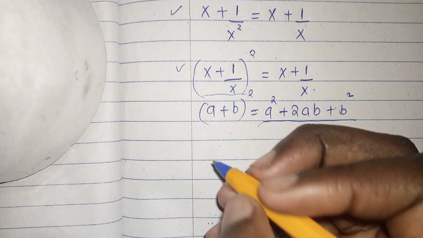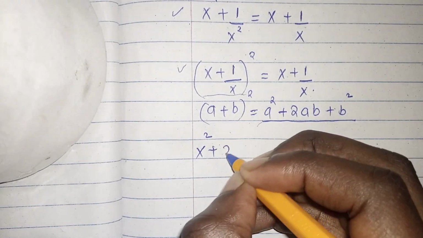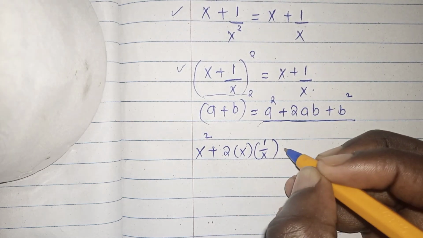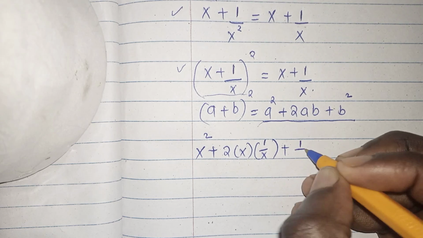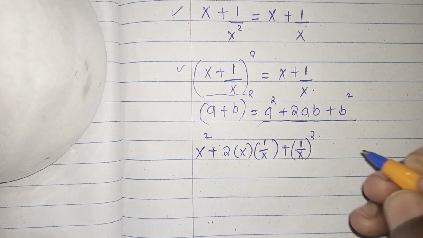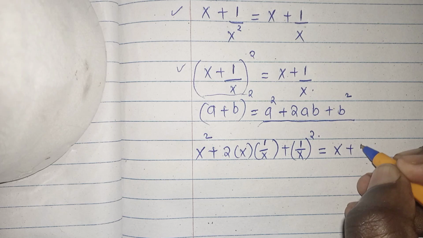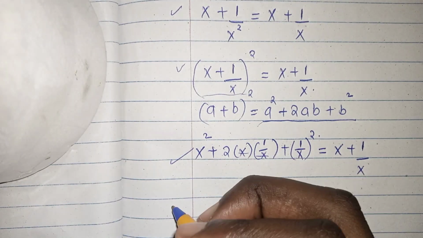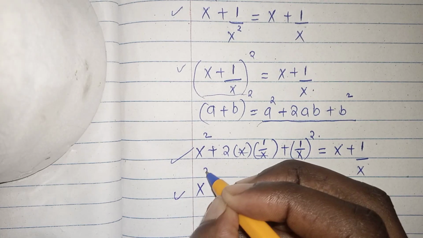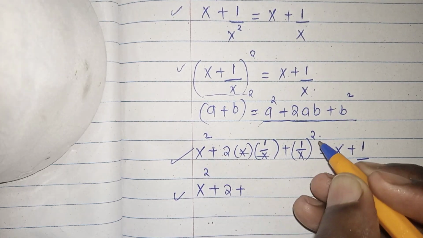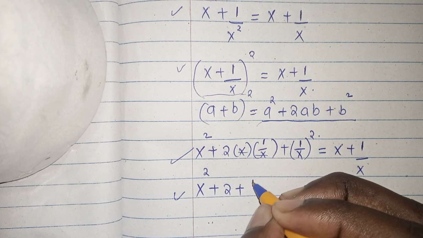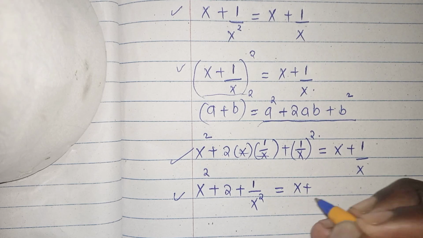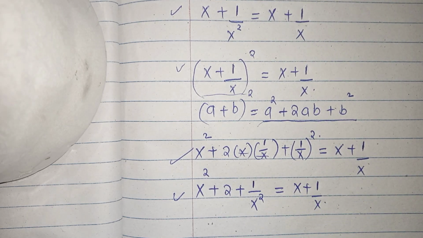So our a here is x, so this will be x squared plus 2, our a is x, and our b is 1 over x plus b squared, which is 1 over x, all this squared, is equal to x plus 1 over x. So this and this will cancel. So to simplify, this will be x squared plus 2 plus, so this squared, this is 1 over x squared, is equal to x plus 1 over x, right?